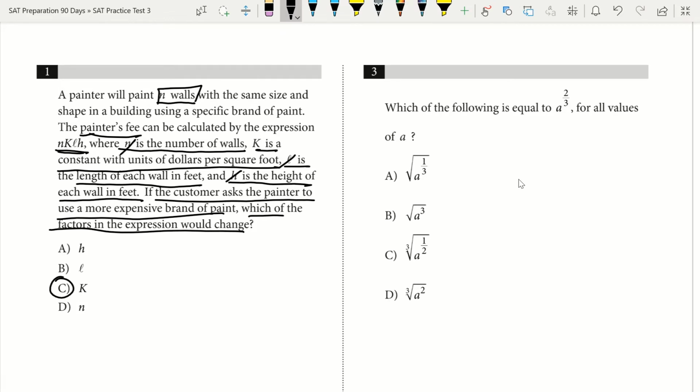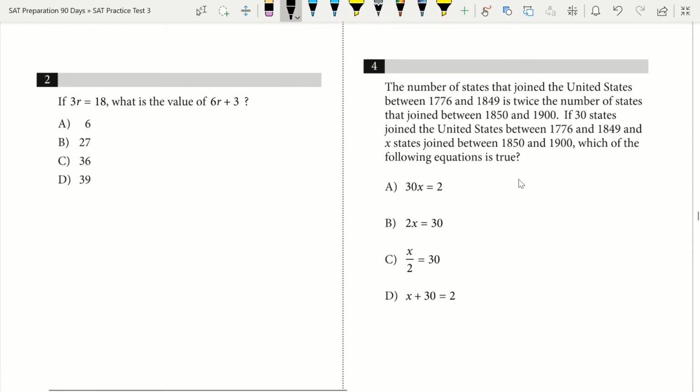All right, number 2. If 3r equals 18, what is the value of 6r plus 3? So once again, we have to make sure that we're answering with what 6r plus 3 is. If you saw yesterday's video, I talked about how we always need to make sure that we pay attention to what the end of the question is. Because we see it's 6r plus 3, more than likely whatever r is equal to is going to have an answer choice here, but that's wrong because we need to answer with what 6r plus 3 is.